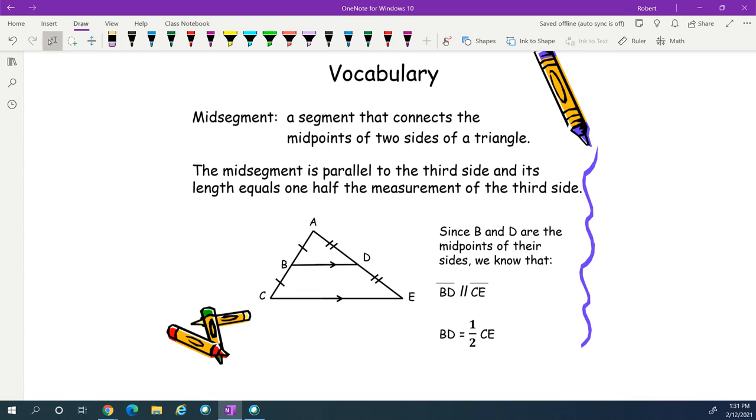So again, a mid-segment connects the midpoints of two sides of the triangle. It is parallel to the third side, and its measurement is 1/2 of the third side. So we can see how we bisected both sides of the triangle. BD is parallel to CE, and BD equals 1/2 of CE. So there we have our mid-segment.